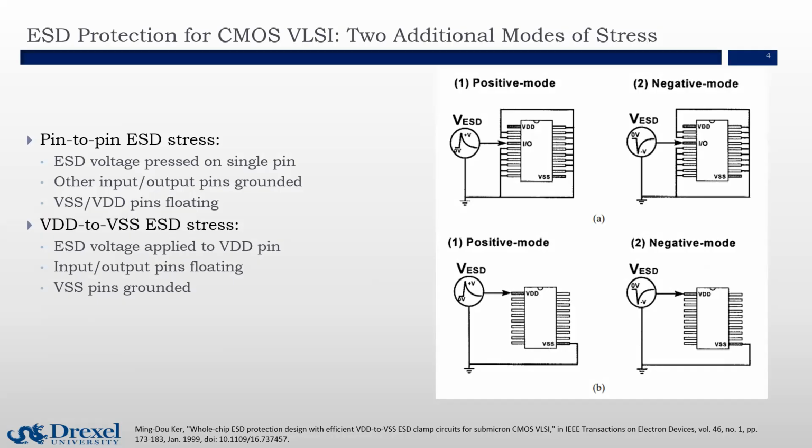And the second stress is VDD to VSS ESD stress. In this condition, the ESD voltage is applied to the VDD pin, with input and output pins floating, and the VSS pin is grounded. So you can see on the right side, we also have 4 different apply modes: the positive mode, negative mode, applied either to a single input pin or on the VDD pin.